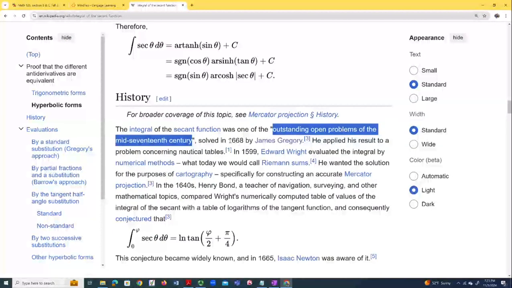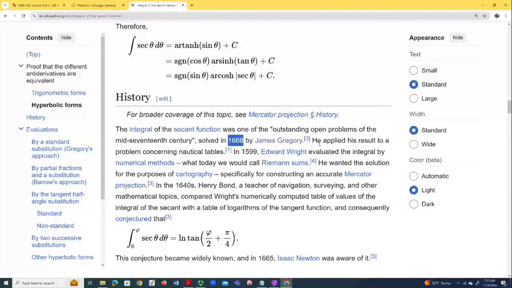And it was solved in 1668 by James Gregory, who was a scientist. I've heard of him before, he did a few different things, but they said this integral came up when they were trying to study things about maps or something, nautical tables, which maybe makes sense. You'd be dealing with some sort of angle, and they said they approximated it with Riemann sums, but they wanted to know what the actual value was, if they could find a closed form answer. So I don't know if that's interesting.